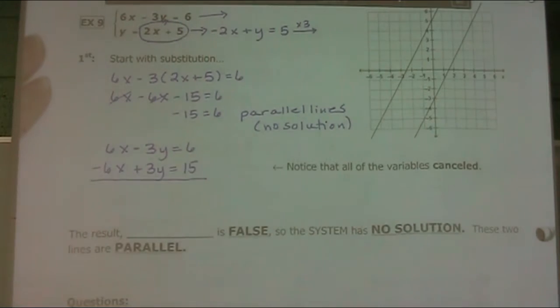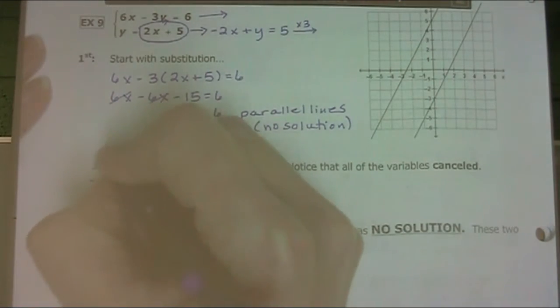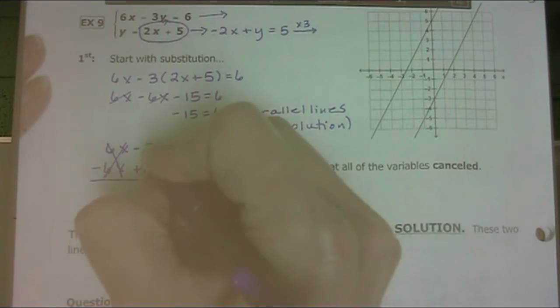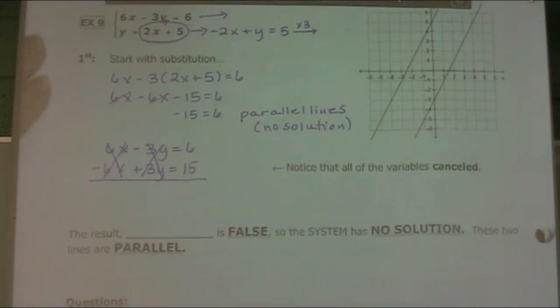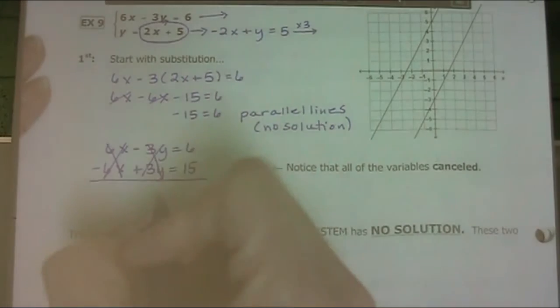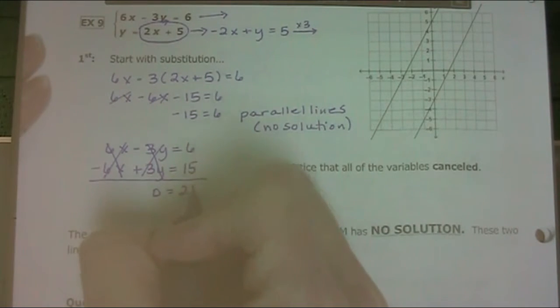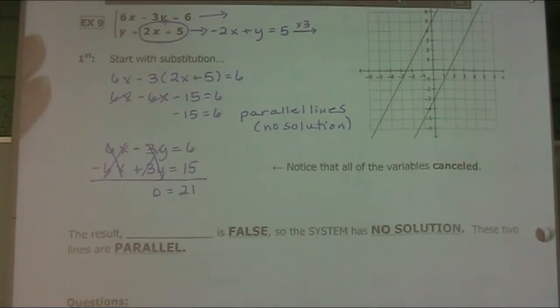Now, when I add these two together, the x's eliminate and the y's eliminate. What I have left on the left-hand side, since everything eliminated, is 0. And on the right-hand side, I have 21. So again, you'll see that all my variables canceled out, and I'm left with an equation. Since the two sides are not equal, this is a situation where we have parallel lines and there is no solution.